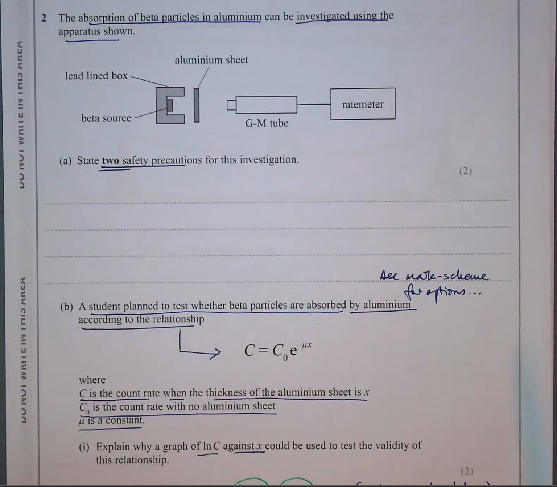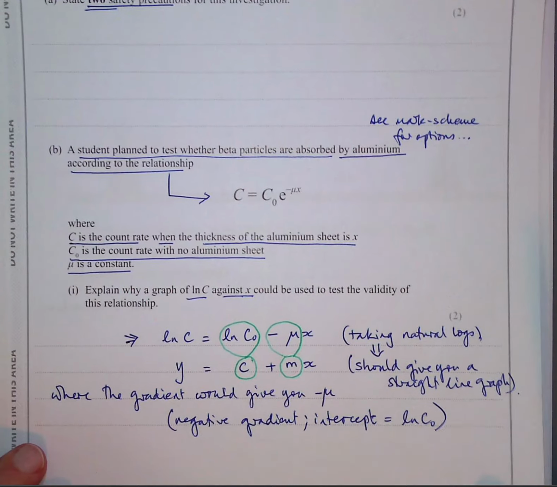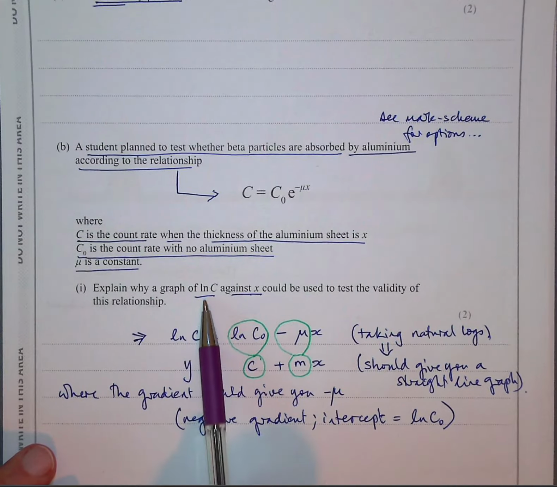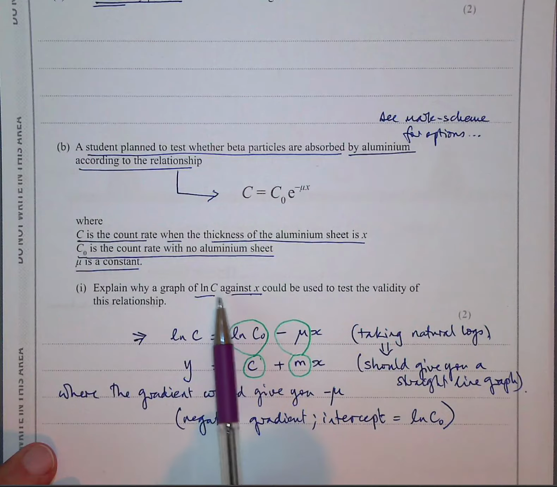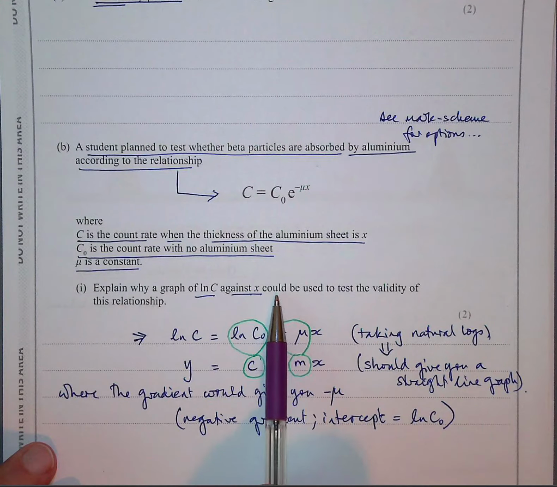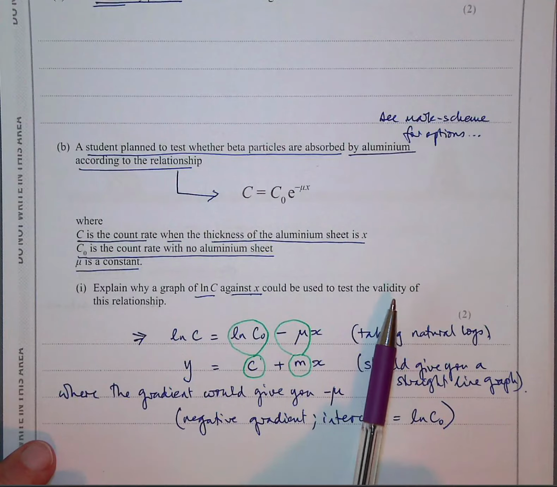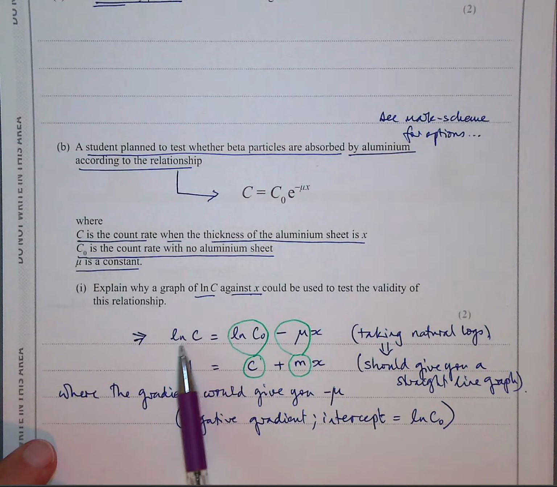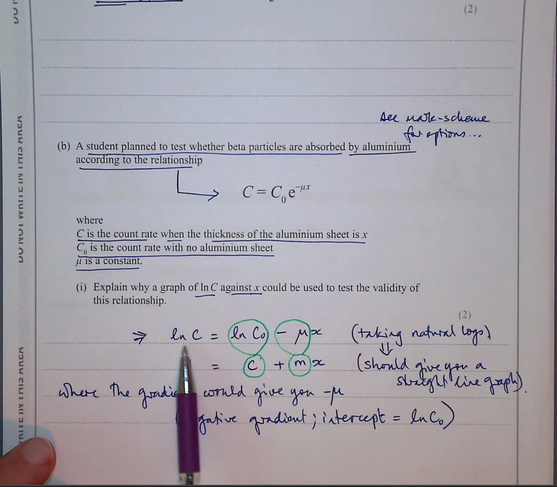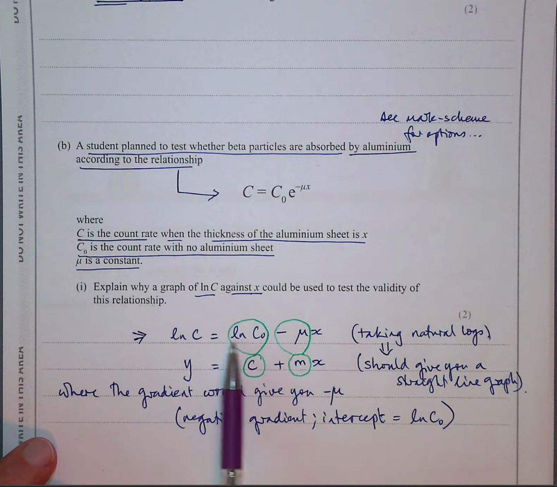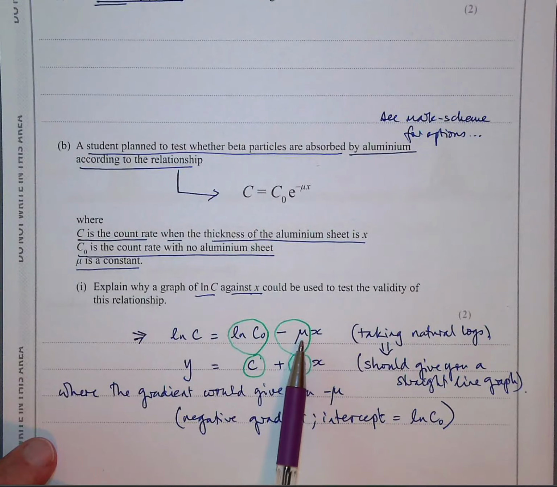So it says explain why a graph of ln C, natural log of C, against x could be used to test the validity of the relationship. Well, if you take natural logs, you change the equation to this. You need to make sure you know how to take logs. The natural log of C will equal the natural log of C naught minus mu x.